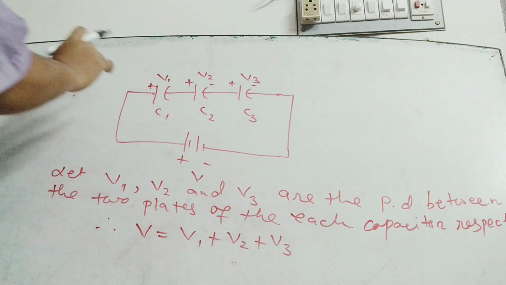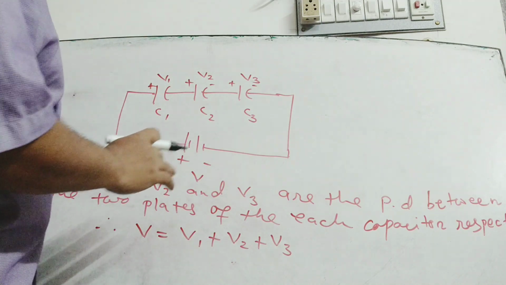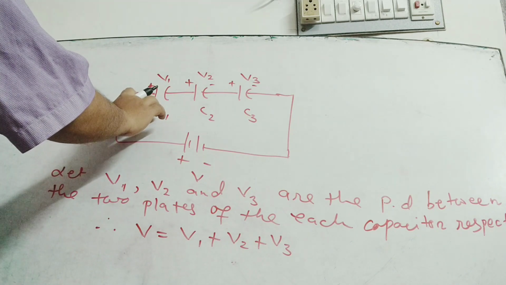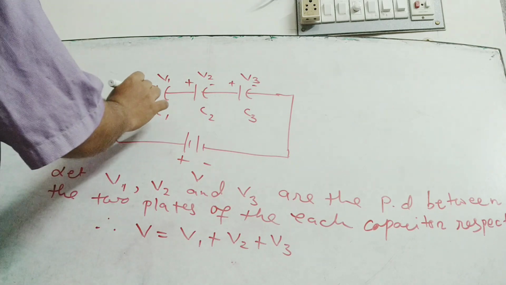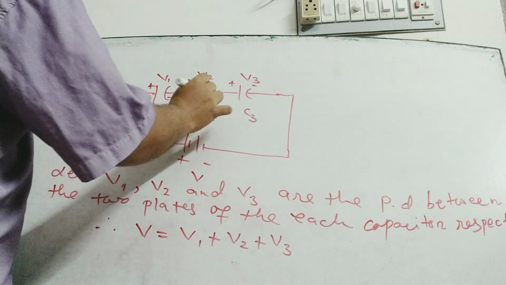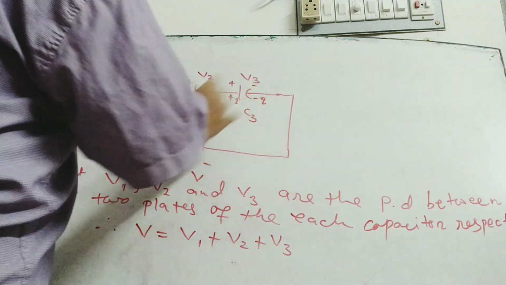Since these capacitors are connected in series, therefore the charge stored in each plate of the capacitor is numerically same. That is plus Q, minus Q, plus Q, minus Q, and plus Q, minus Q.